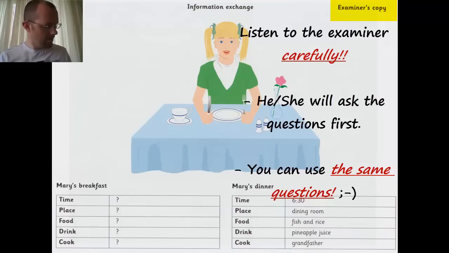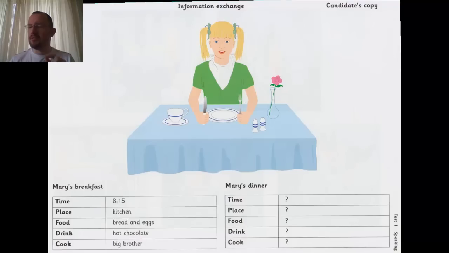Then they'll ask you a question, what does she eat for breakfast? So then, when it's your turn later, you can think, okay, same question. What does she eat for dinner? And then cook, they'll ask you who cooks the breakfast. So then you can say, okay, who cooks her dinner? So that's important. You can use the examiner's questions.